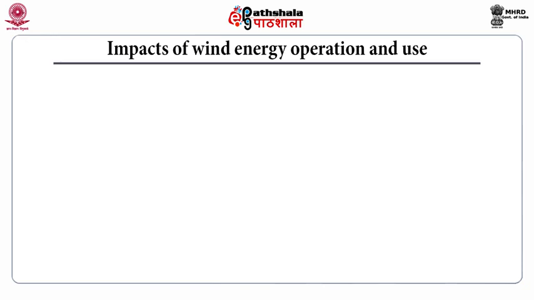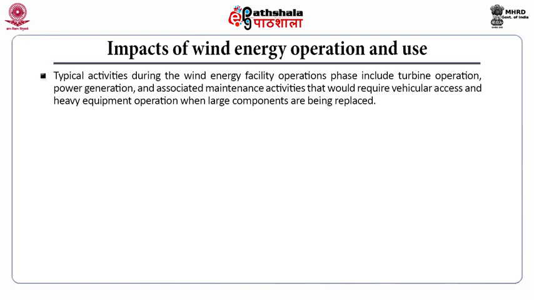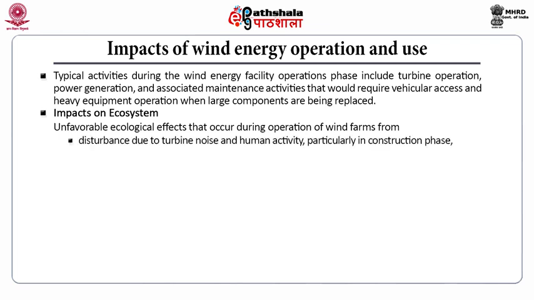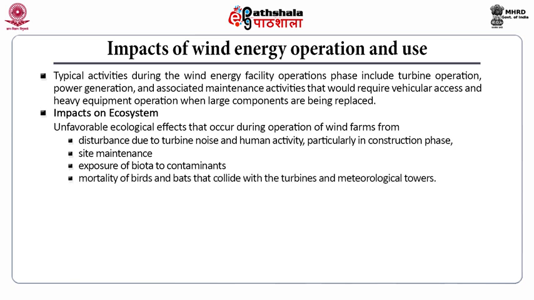Now, we will see the impacts of wind energy operation and use. The typical activities during the wind energy facility operation phase include turbine operation, power generation and associated maintenance activities that would require vehicular access and heavy equipment operation when large components are being replaced. It has impact on the ecosystem. The unfavorable ecological effects that occur during the operation of a wind farm arise from disturbances due to turbine noise and human activity, particularly in the construction phase, site maintenance, exposure of biota to contaminants, and mortality of birds and bats that collide with the turbines and meteorological towers.